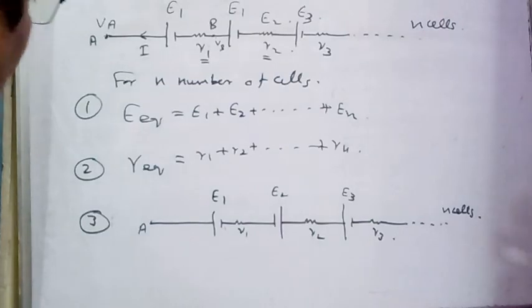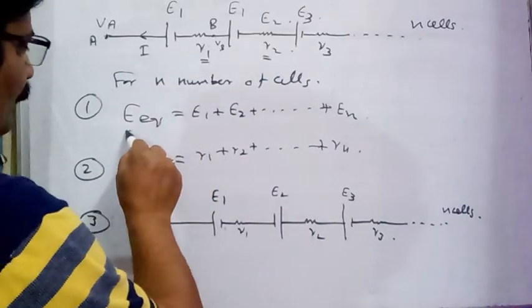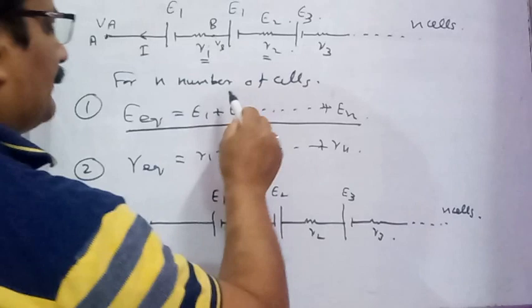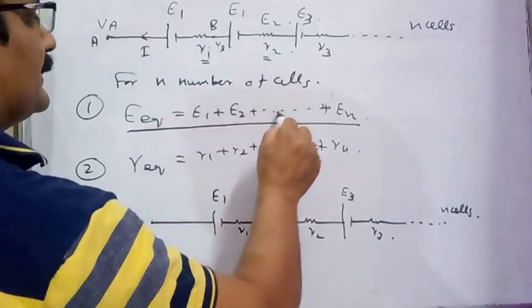In that condition, the equivalent EMF of the combination is going to be E equivalent equals all the EMF, E1 plus E2 plus E3 up to n.